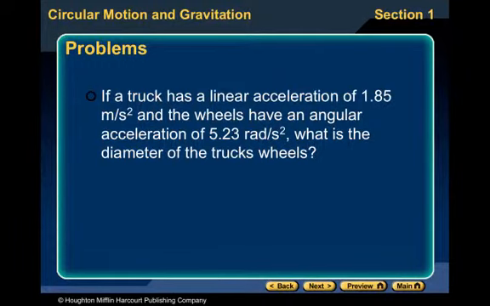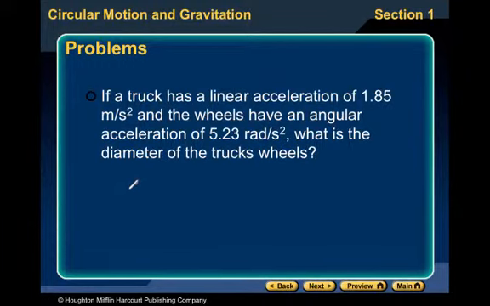This one we're using linear acceleration, and we're looking for the diameter of the wheel. We have a linear acceleration of 1.85 meters per second squared. So if we were to watch the truck go down the road, that would be its acceleration. But the wheels speed up, rotating, at an angular acceleration of 5.23 radians per second squared. What's the diameter of the truck wheels?